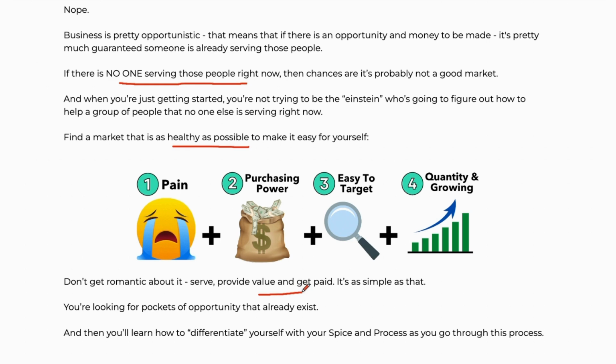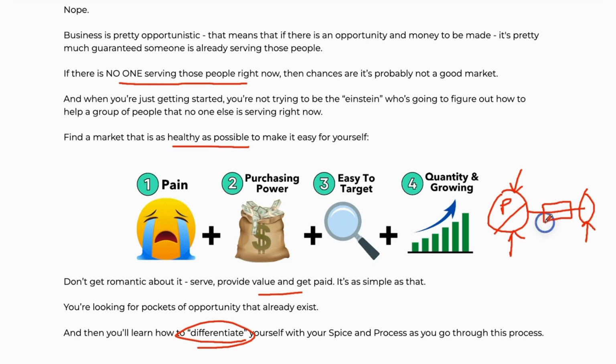You're looking for pockets of opportunity that already exist. Later, when we get into the process, the SPICE framework, and the unique mechanism, you're going to learn how to differentiate yourself. But right now, when we talk about people, pain, and paradise, you're not trying to differentiate yourself on the people, the pain, or the paradise. You want to make sure you're at least as good as everyone else on those. Where you differentiate yourself is going to happen on the process piece.